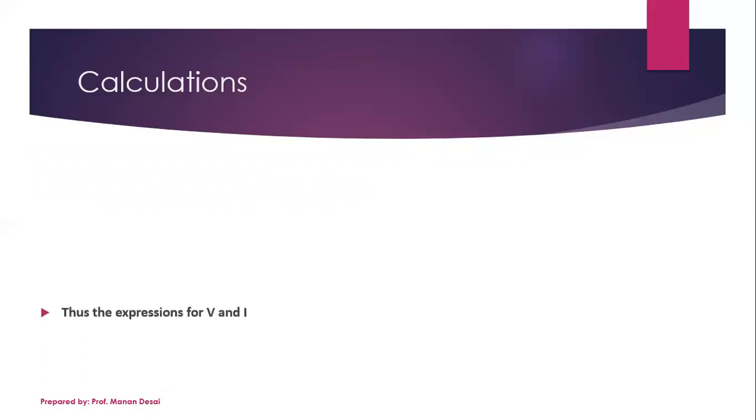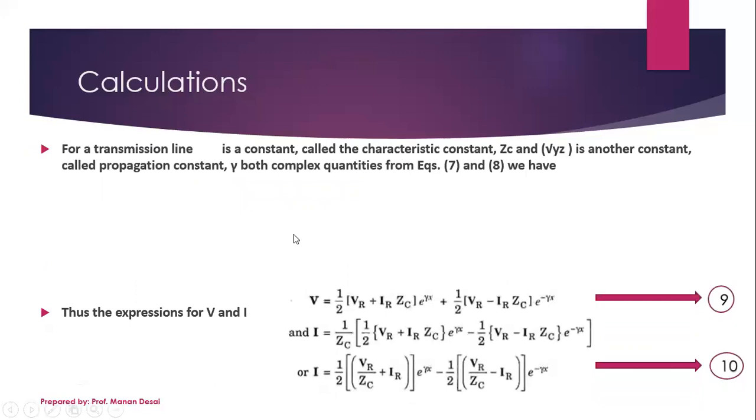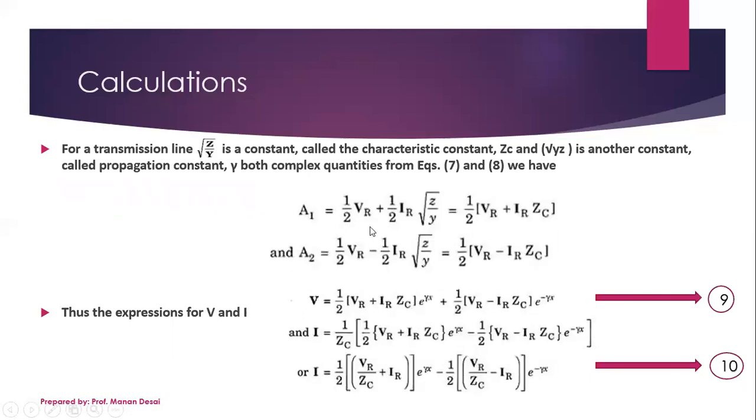This Y by Z, or Z upon Y, is a constant called the characteristic constant ZC, and under root YZ is another constant called the propagation constant, which is called gamma. These are both complex quantities. From equations 7 and 8, we have the V and I equations.